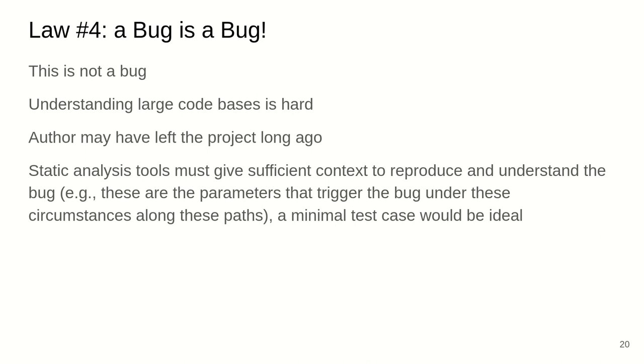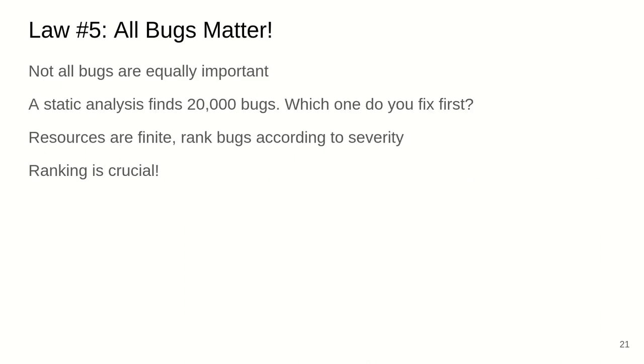In the same vein, a minimal test case would be ideal. If you have a proof of concept that this is a bug, then it is much more likely to be fixed than a vague statement. Hey, there, at this location somewhere in the code, if these things happen, then maybe there's a potential issue. This may be sufficient to add an assertion, but it would usually not be sufficient to cause a large set of code changes. Law number 5, all the bugs matter.